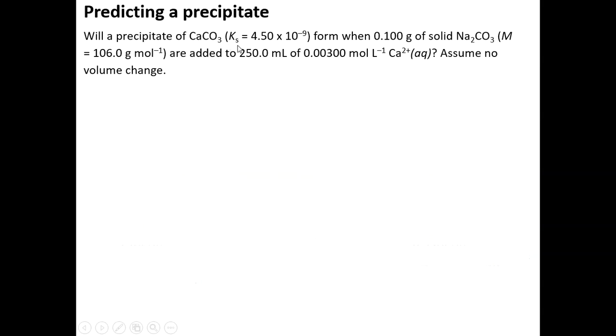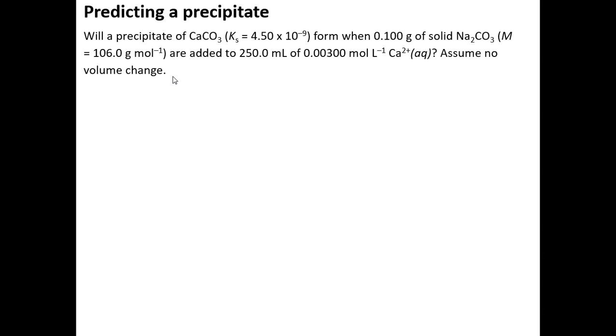Will a precipitate of calcium carbonate form if I mix some solid sodium carbonate, which is a soluble salt? All sodium salts are soluble. If I put the sodium carbonate into a solution already containing calcium ions, and then assume no volume change, that statement is made because, of course, our solubility expression always has to do with concentration.